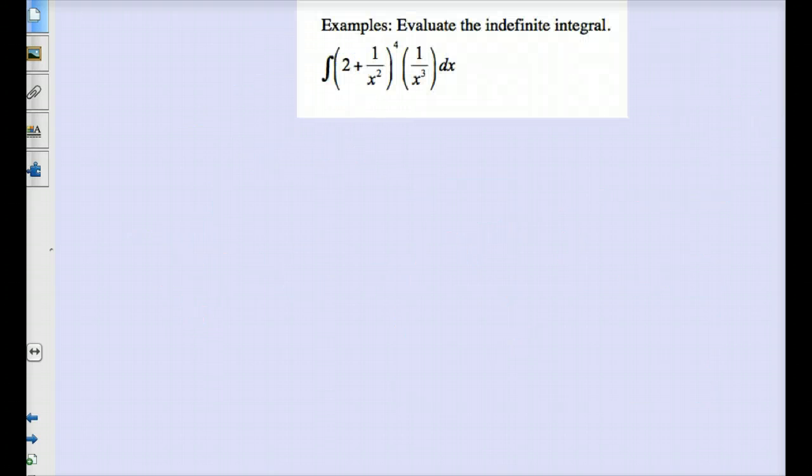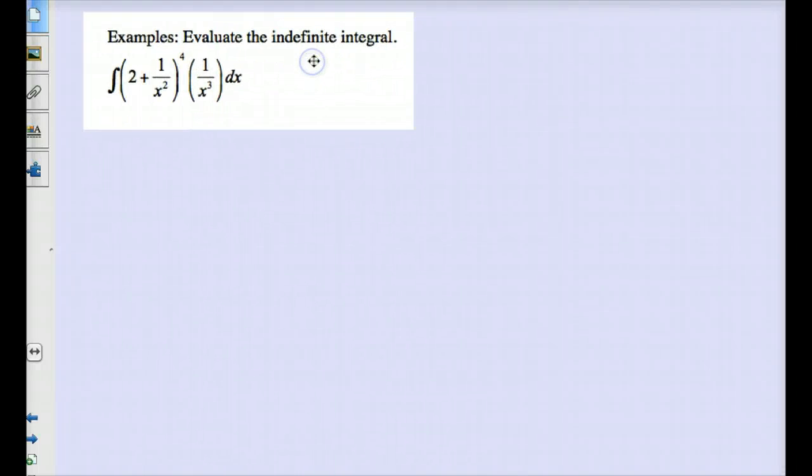Perfect. We have a couple more to go. Right here it says evaluate the indefinite integral. And what we notice is I have two sets in parentheses. Now I'm going to pick the one that has the power attached to it, because we know with the chain rule we're dealing with powers. So in this case, our u should be u is equal to 2 plus 1 over x squared.